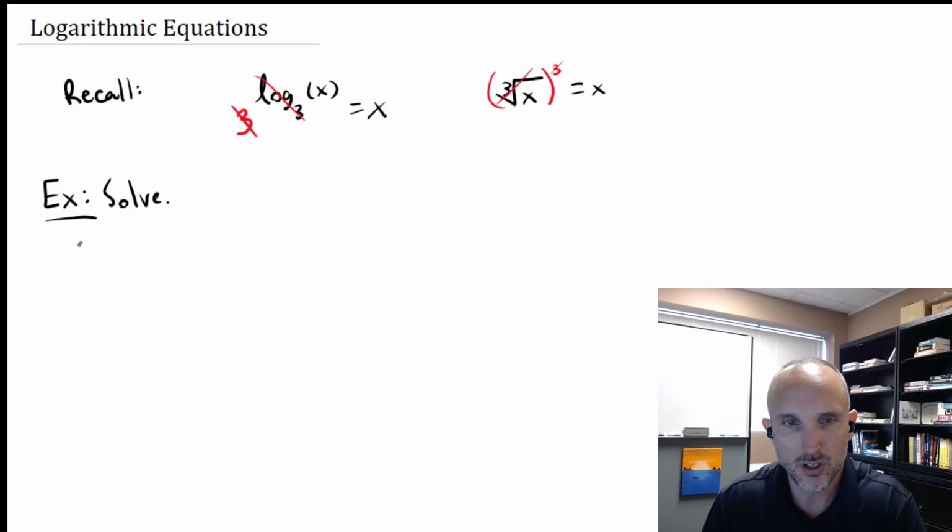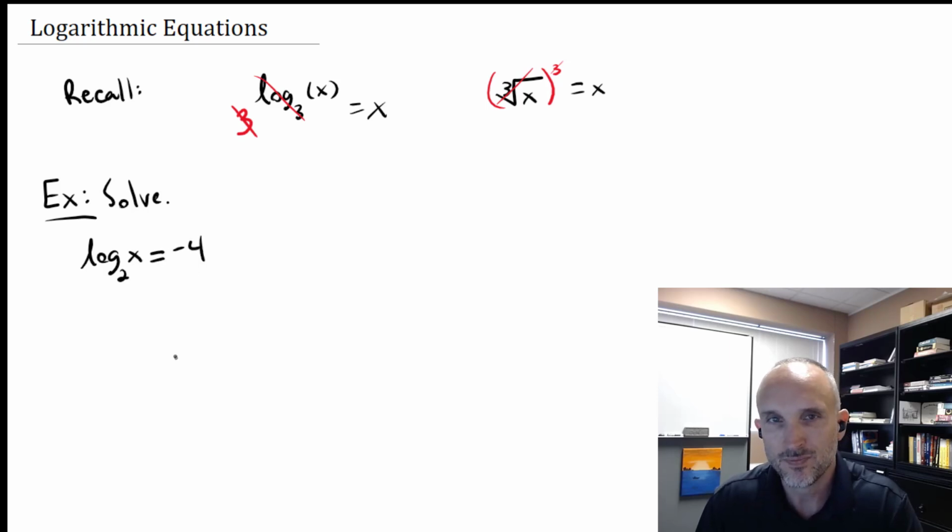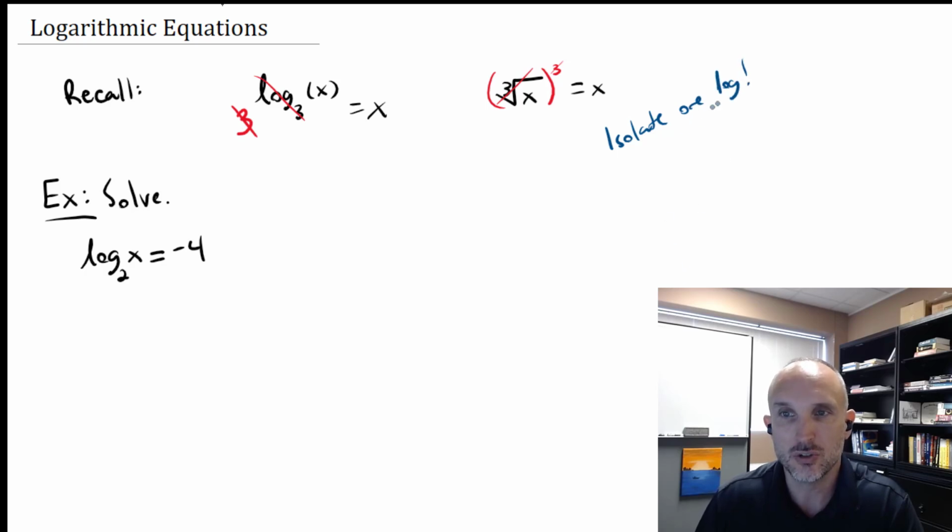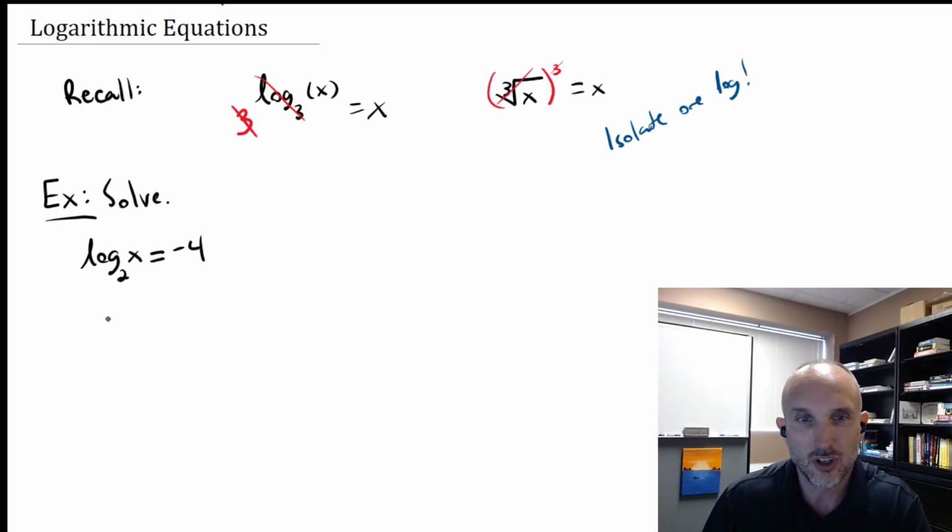So we'll solve this equation, log base 2 of x equals -4. And the good news here is the log is isolated. You always want to isolate one log, okay? Because you can undo one log. That's already done here. So to get rid of the log base 2, I'm going to apply a base of 2 to the left side.